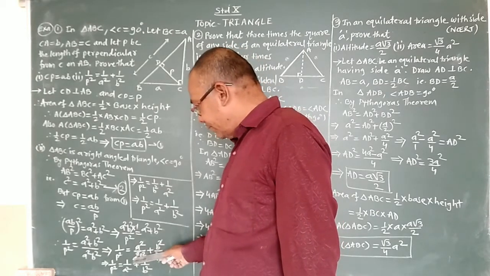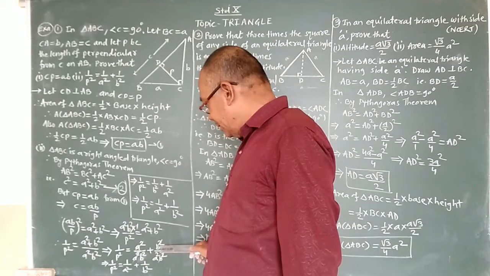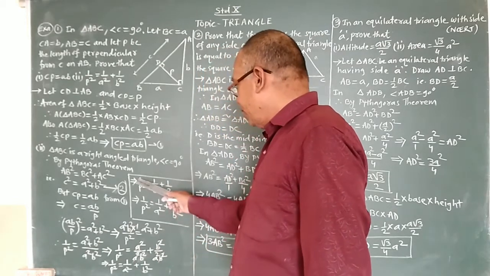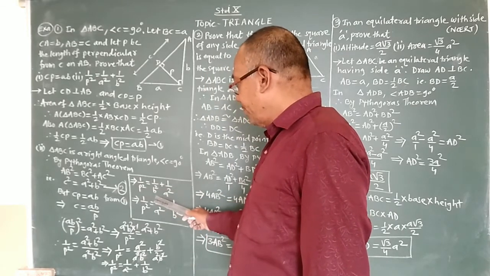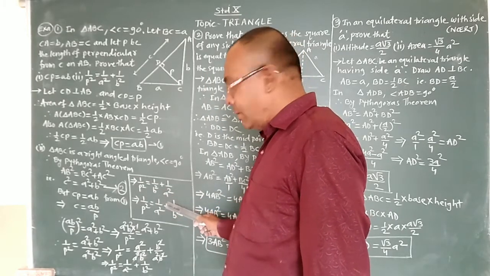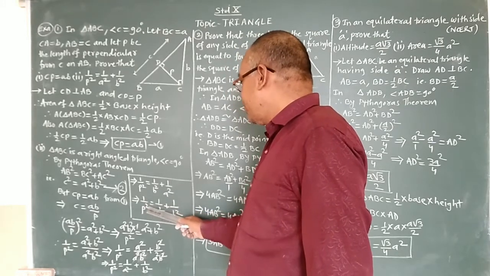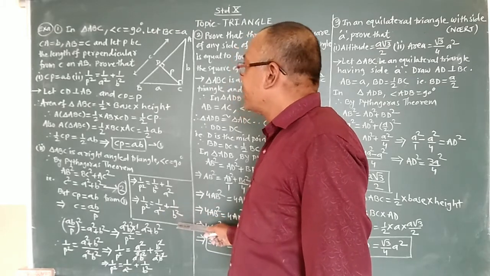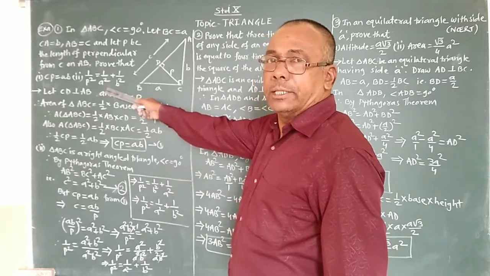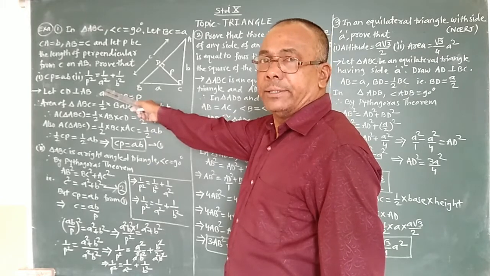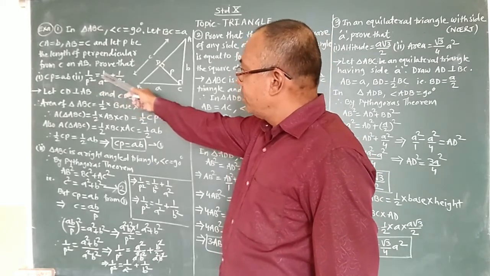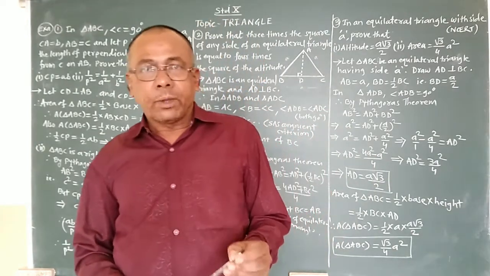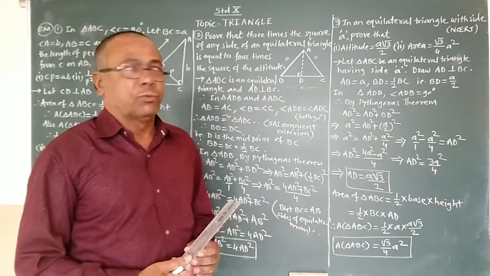Here A square will get cancelled. Similarly, in the second term we will get B square cancelled, and then we will get here 1 upon P square is equal to 1 upon B square plus 1 upon A square, or we can write 1 upon P square is equal to 1 upon A square plus 1 upon B square. So that is our second required answer, that is 1 upon P square is equal to 1 upon A square plus 1 upon B square. In this way we have solved here the first question.